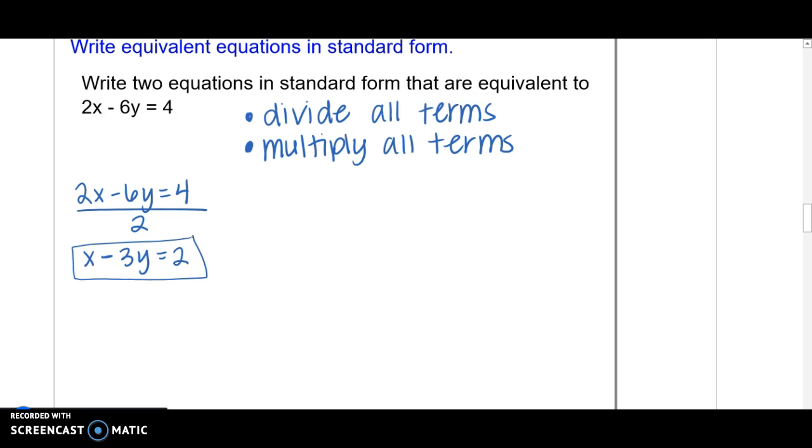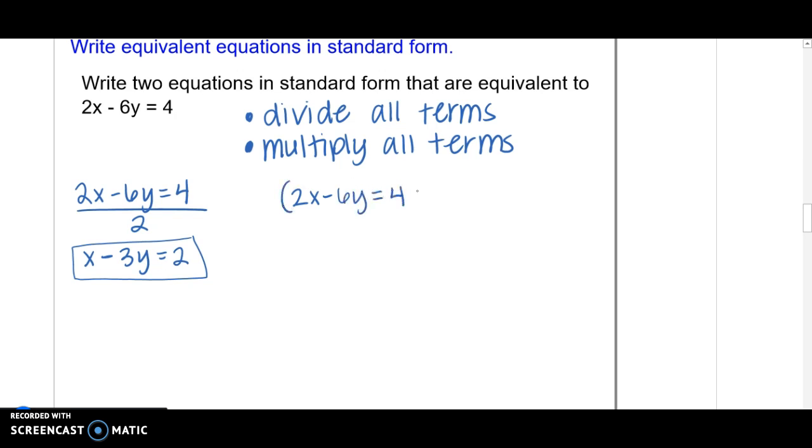Okay. If we divide it by 2, we could also multiply all terms by a number. So any number, let's just pick 2. So we could take our 2x minus 6y, not 3y. 2x minus 6y equals 4.